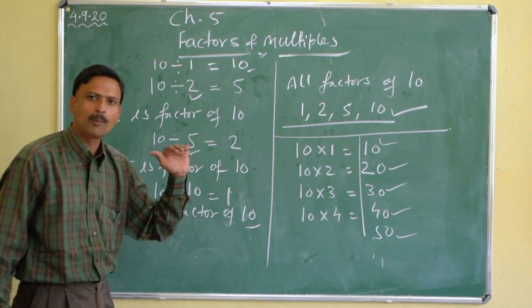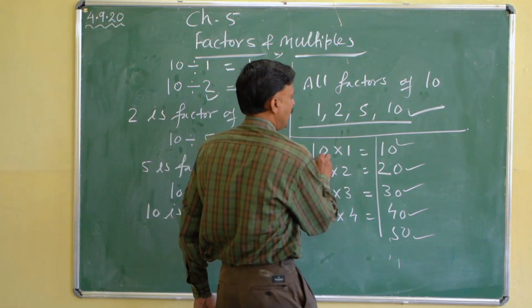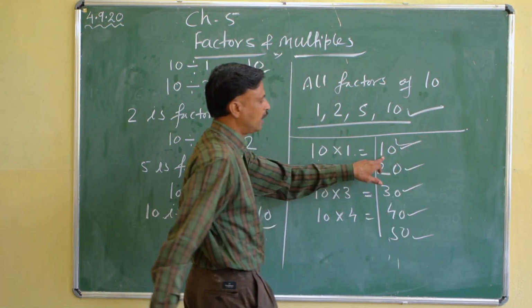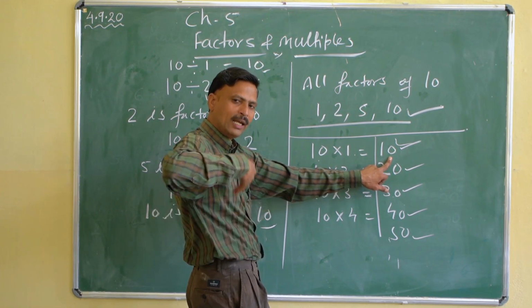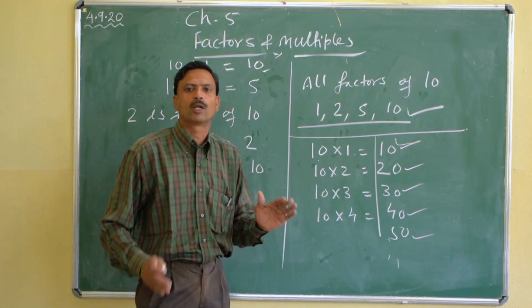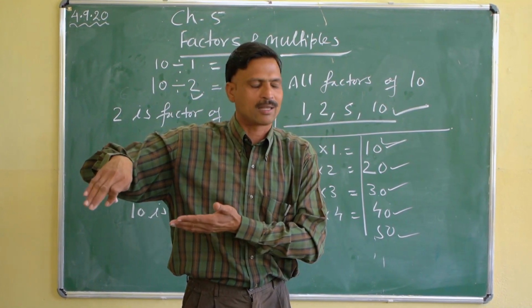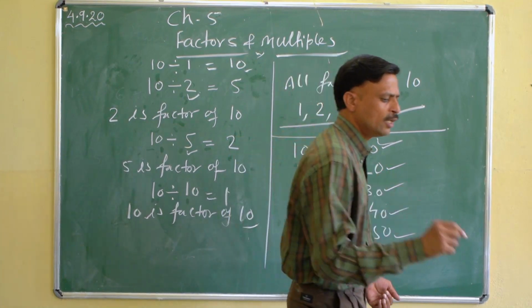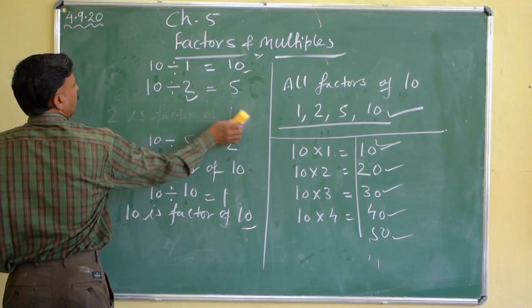But for multiples, a multiple is greater than or equal to the number. Like 10 into 1 is 10, so the multiple of 10 starts with the same number. Then everything that comes after will be greater than the number. So a multiple is always greater, and a factor is always less.